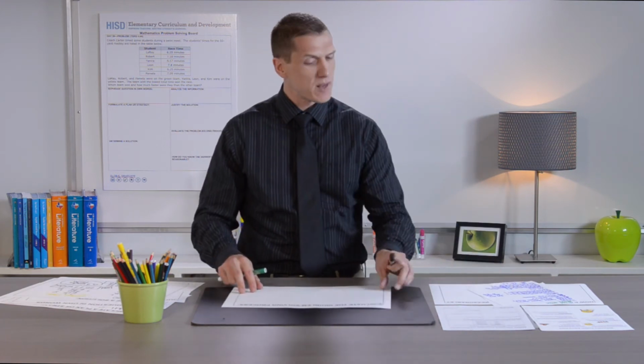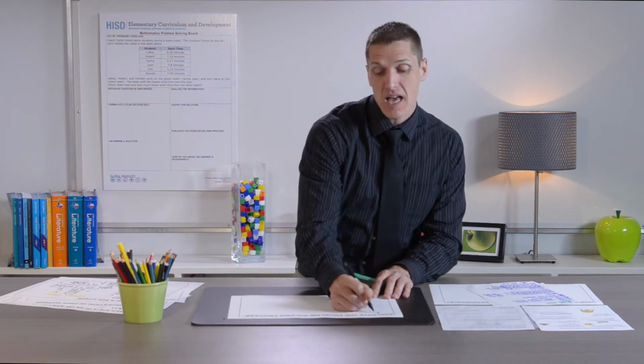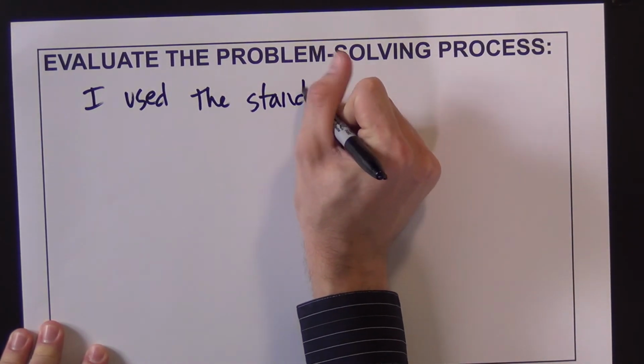Now that I've looked at these three different ways to solve the problem, I looked at my own way, I looked at my friend's way with the base 10 pictorial blocks, and I looked at my friend that did decomposition of number. I need to evaluate the problem-solving process. What do I write in this square? This is a great question. Was it an efficient way to solve the problem? So I'm going to say I used the standard algorithm.